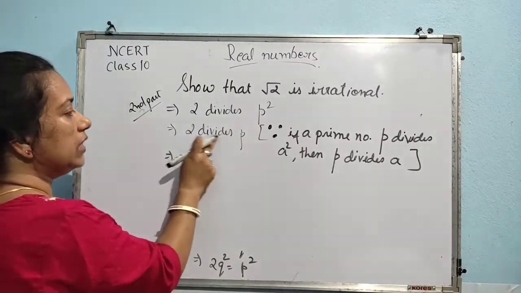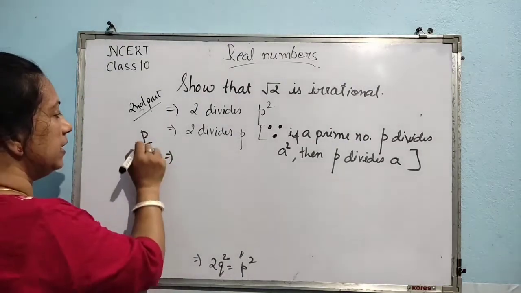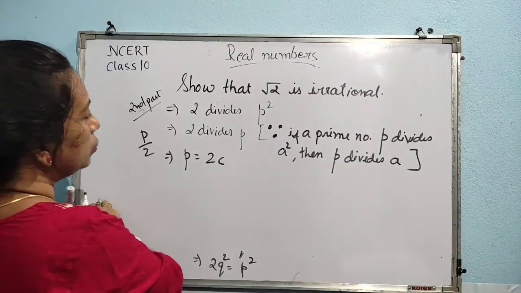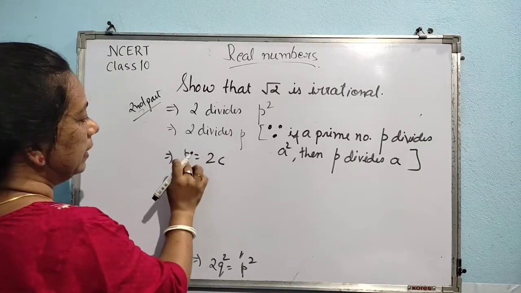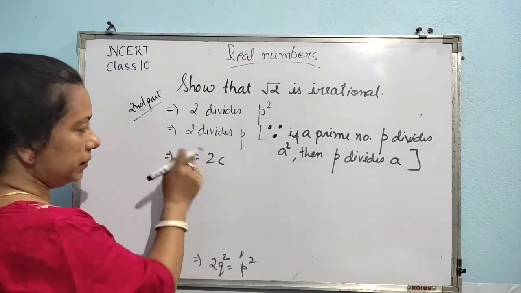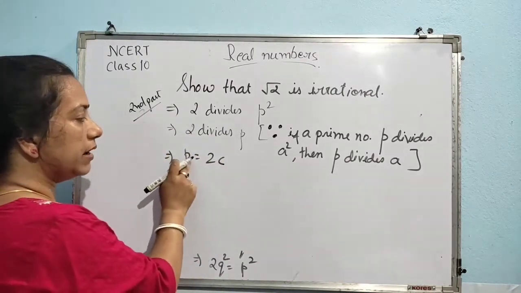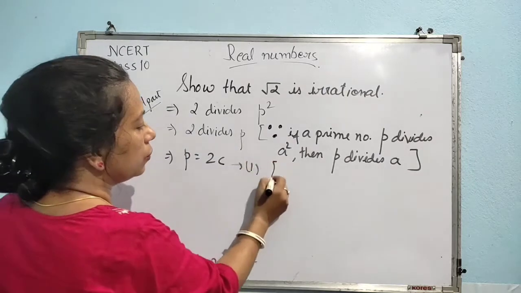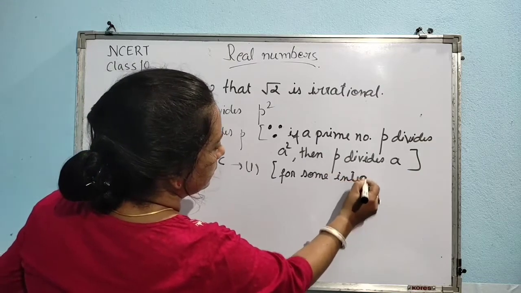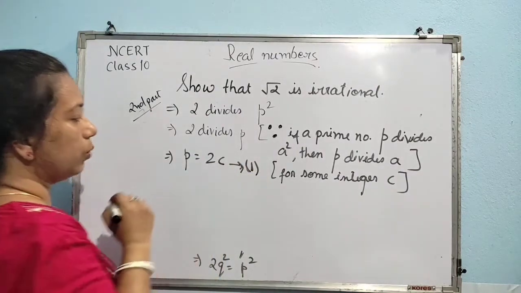Now if 2 divides p, then definitely p has to be an even number. I am saying it is an even number because 2 divides p, so p will be a multiple of 2. So can I write p is equal to 2c for some integer c, and I am considering this to be my equation number 1.